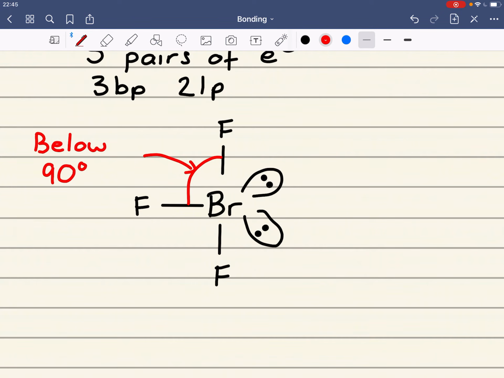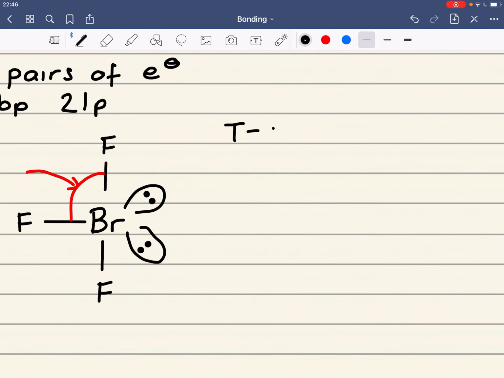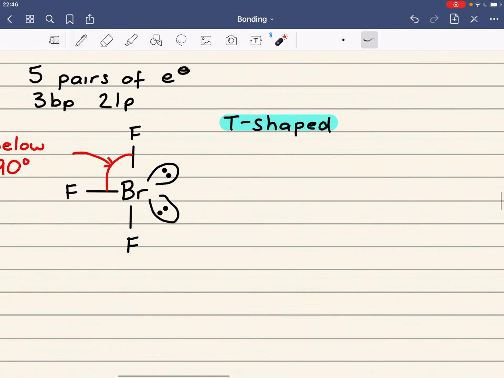And again, something around 85, 86, 87 would probably get you the mark in the exam. I don't think they're going to be too rigid on what that bond angle is, as long as it's a sensible answer below 90 degrees. And the name of this shape is, again, a T shape. And again, that's quite easy to see because we've got the shape there of a T.